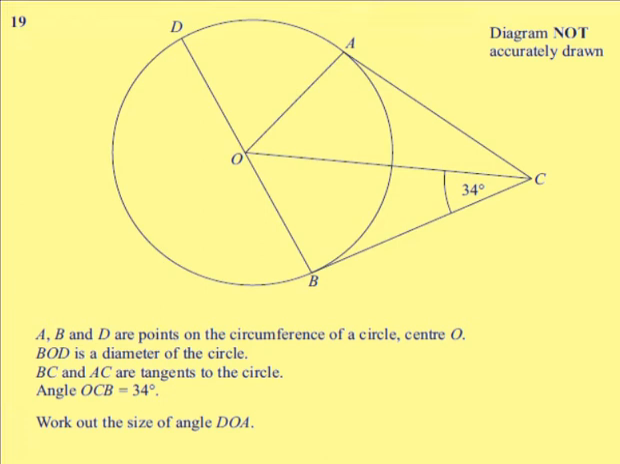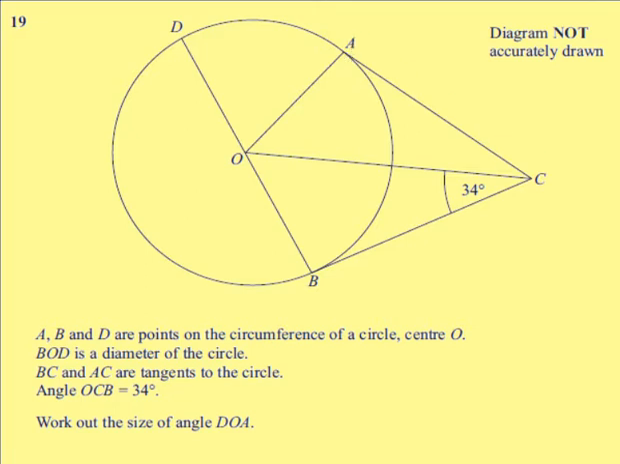This question involves us knowing a couple of circle theorems. Reading through carefully, we know that BOD is a diameter for the circle. Importantly, BC and AC are tangents to our circle.